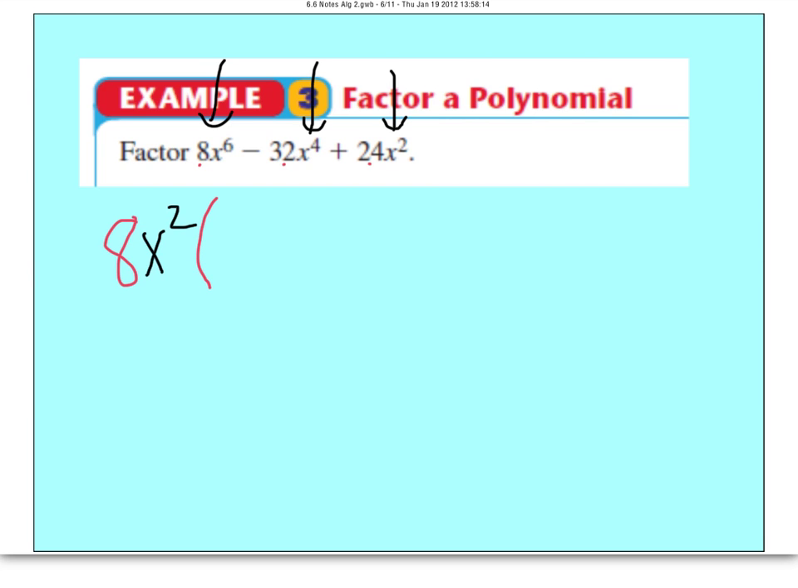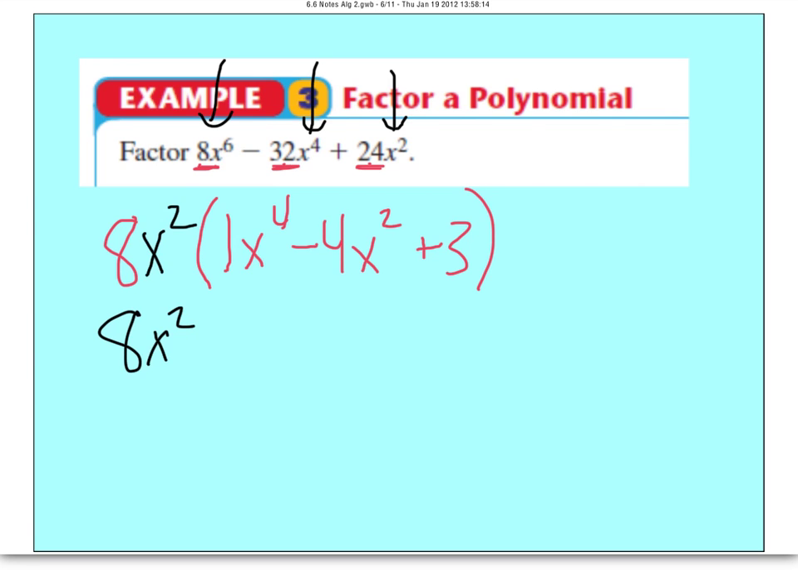So let's simplify. 8 divided by 8 is 1. Pull out 2 x's, it's x to the 4th. Negative 32 divided by 8 is negative 4. Pull out 2 x's, x squared. Plus 24 divided by 8 is a 3, and those x squareds are gone. This is going to be similar. I'm going to keep the 8x squared. I'm going to factor out these two. X to the fourth equally gets broken up here and here, so it's x squared and x squared.